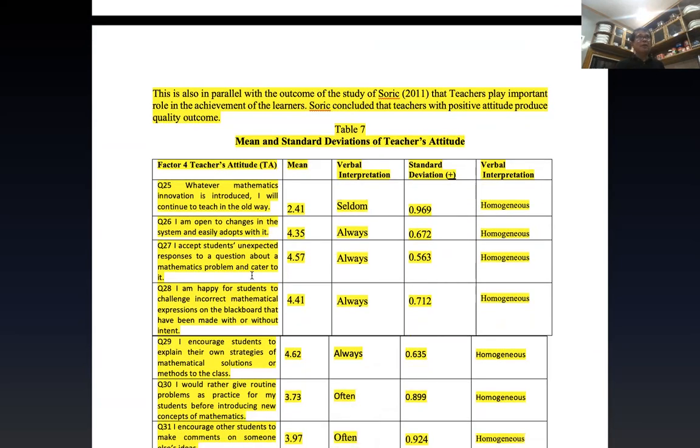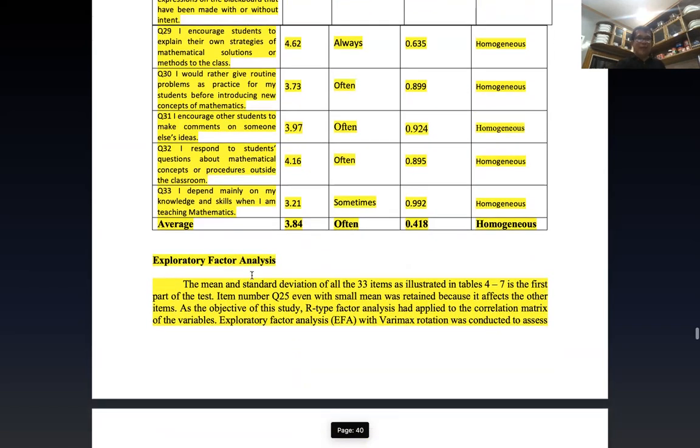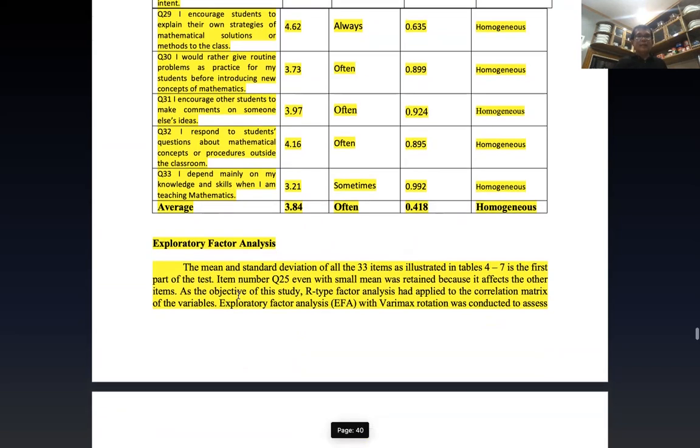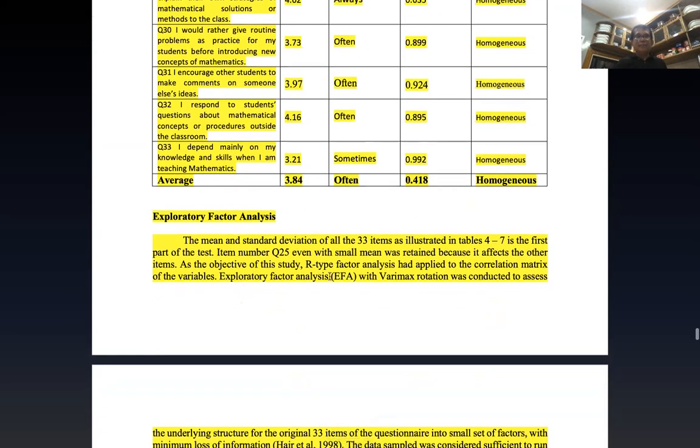So all of the 4 are actually predetermined factors. So my advisee made use of exploratory factor analysis. The mean and standard deviations of all the 33 items, as illustrated in tables 4 to 7, are the first part of the test. Item number Q25, even with a small mean, was retained because it affects the other items. As the objective of this study, R-type factor analysis was applied to the correlation matrix of the variables.